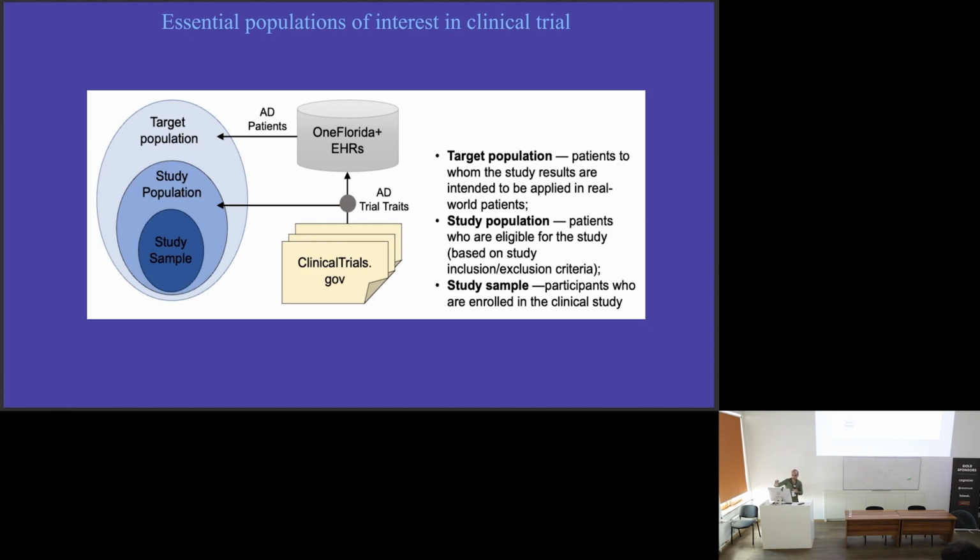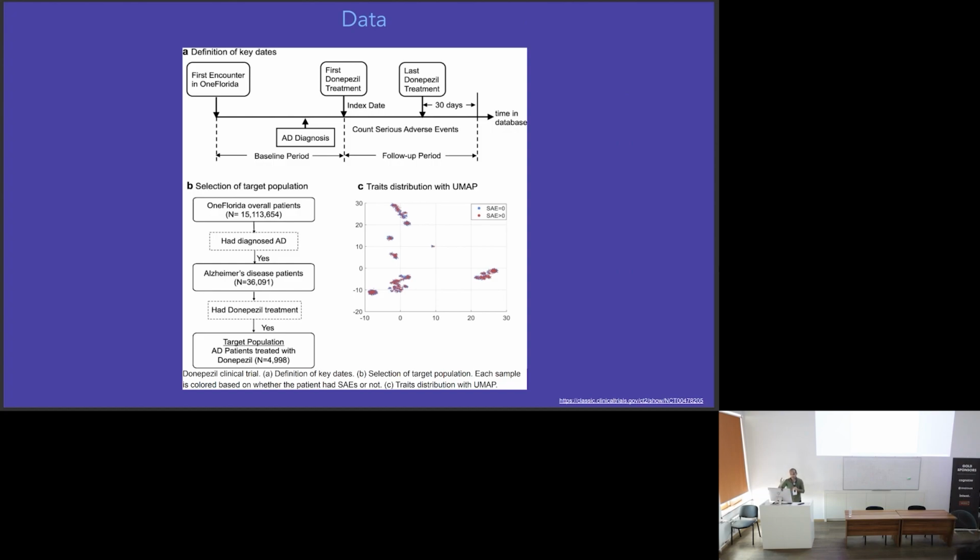Here is how things usually work: we have the target population, the study population, the patients who are eligible, and the patients who are enrolled in the study. At first, before doing any clustering, they add medications, diagnoses, patient information, and with UMAP they look at the distribution. SAE equal to zero means no adverse event, and more than zero means at least one SAE happened to the patient. We can see from the distribution that there is no difference between the groups.